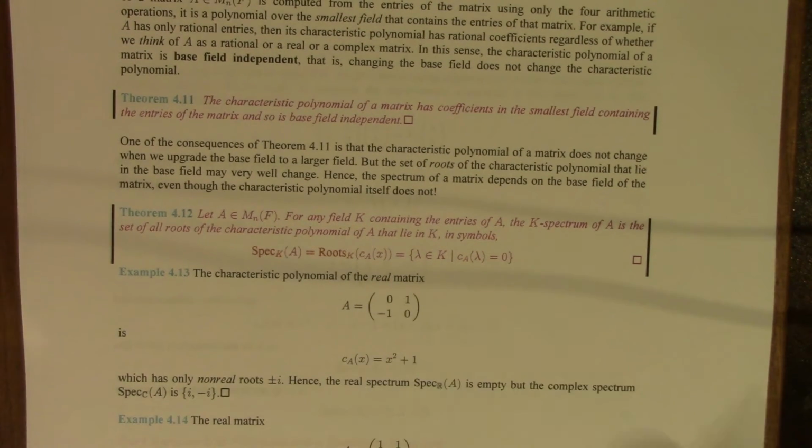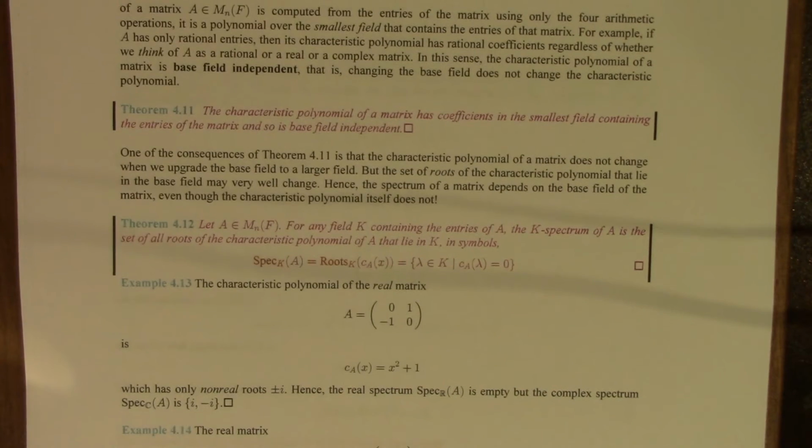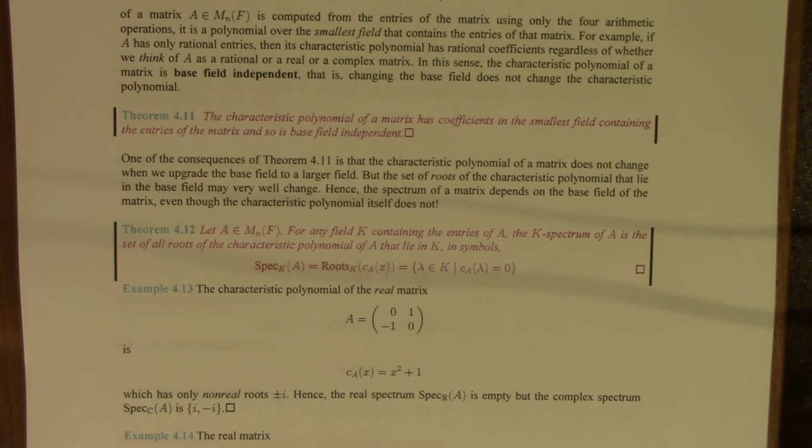And this is the symbology. So for each field, let's say qualifying field, in other words, a field that contains the entries of A, that is a candidate for base field, you can simply declare this is a matrix over K. And therefore, it has a spectrum as a matrix over K. It has eigenvalues that are elements of the base field K. And those eigenvalues are, in fact, the roots of the characteristic polynomial that lie in the field K.